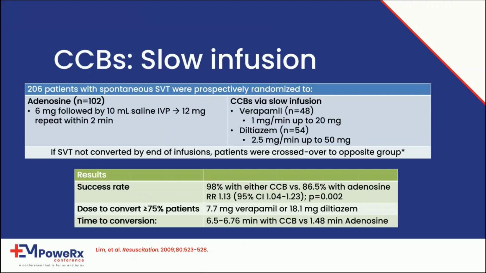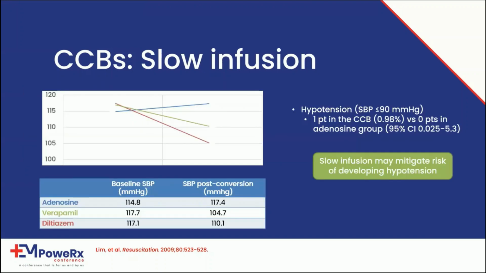The dose to convert more than three-fourths of the patients was around 18 milligrams of diltiazem, which, if we think about the standard dosing for a 70-kilo patient, is about 0.25 mg per kg. So it works out pretty nicely in that fashion. As expected, though, the time to conversion was a bit longer with calcium channel blockers compared to adenosine, which works pretty quickly, taking about 6 minutes for either calcium channel blocker to take effect.